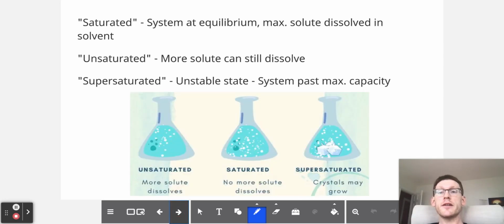A system is unsaturated if it's still possible to dissolve more solute in the solvent. Once we reach that maximum capacity, the system has become saturated, although a supersaturated state is possible if a saturated solution cools, thus decreasing the solubility of the solute. That is an unstable situation in which crystals will likely grow if the system is disturbed.